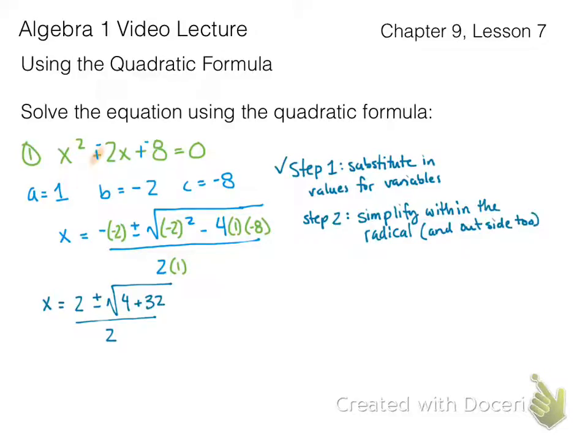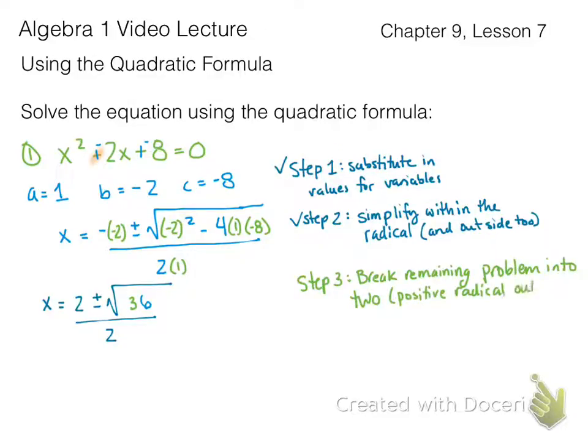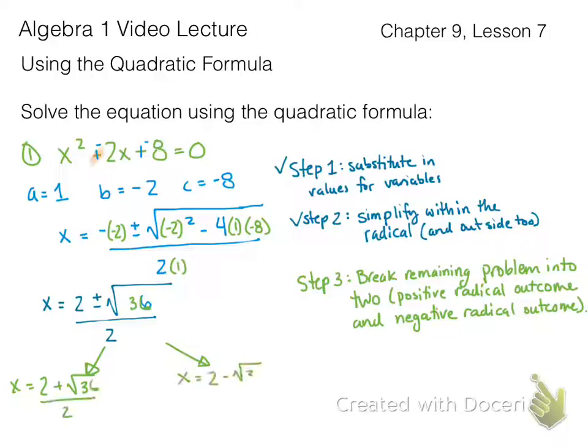-2 squared is 4. 4 times 1 times -8, and then subtracting ends up giving you a positive 32. You need to add everything inside the square root, which gives you 36, which I'm going to write there twice because I forgot it last time. And we're going to break the remaining problem into 2, a positive radical outcome and a negative radical outcome. Because remember, it's plus or minus, which means one of them has a positive outcome and one has a negative outcome, like so.